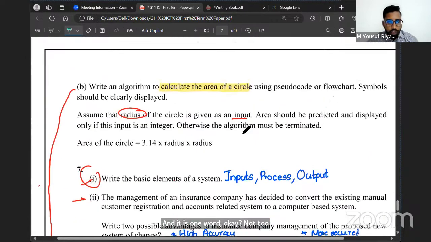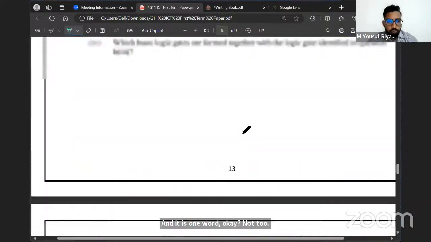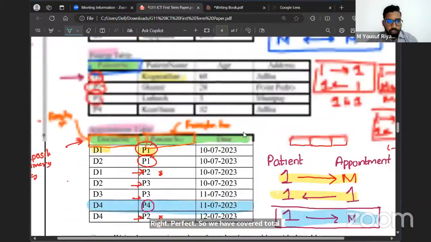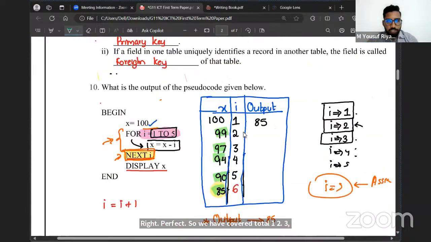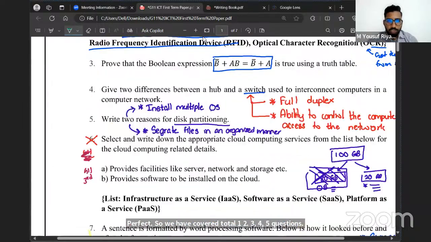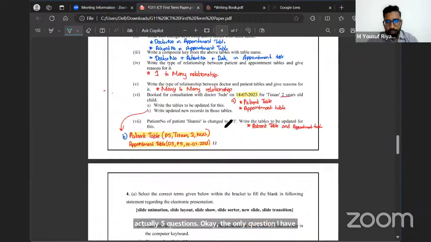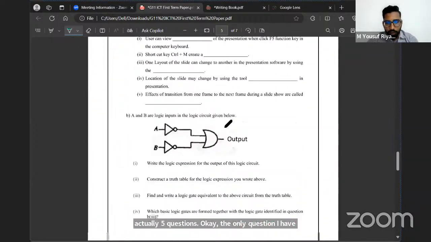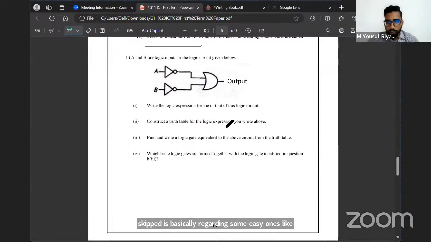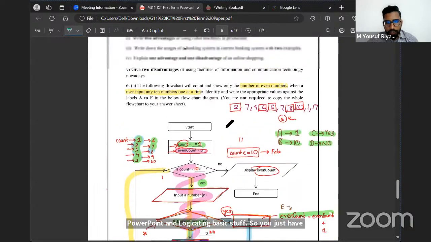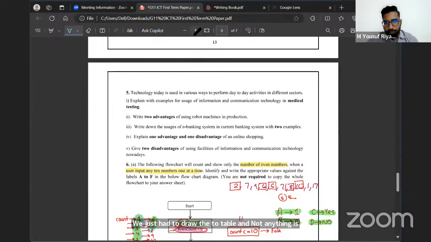Right, perfect. So we have covered a total of 5 questions. I told you I'd be doing only 4 questions, but I have actually done 5. The only question I have skipped is regarding some easy ones like logic gates, basic stuff. You just have to draw the truth table and Boolean expression. Nothing else is there. And here also just some basic stuff.